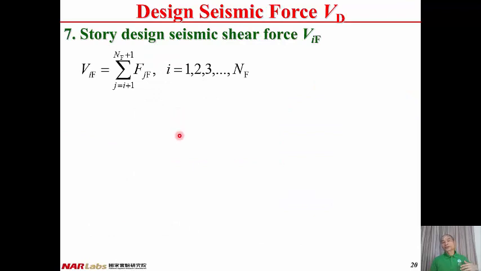Once we have the story design seismic force, then we can have the story design seismic shear force, Vi^F. Vi^F is the summation of all the story seismic force above the i floor. Therefore, Vi^F equal to summation from j equal to i plus 1 to N^F plus 1 of Fj^F, and i equal to 1, 2 up to N^F. And N^F is the number of stories of the building.